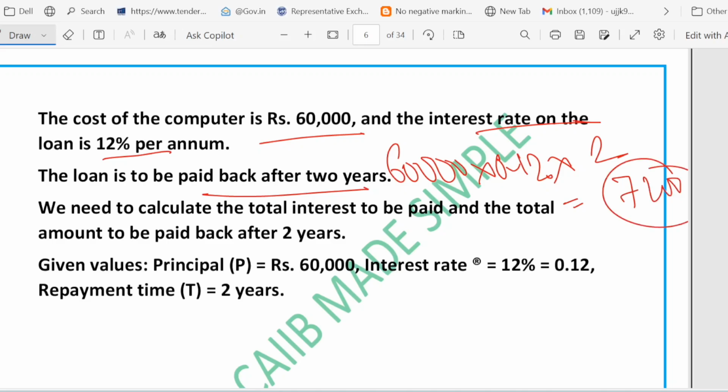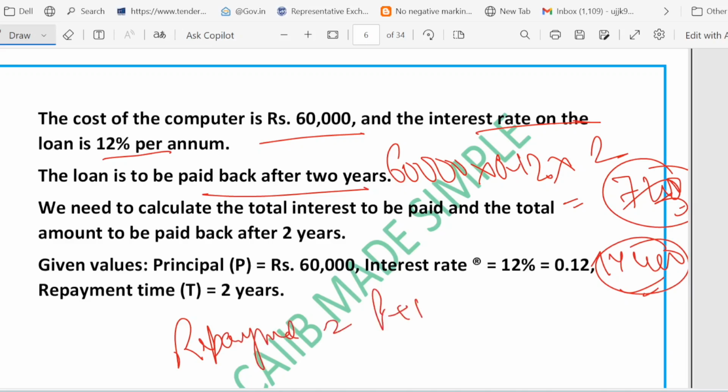So what is the interest for 2 years? I think it is 14,400. So what would the repayment be? Repayment would be P plus I. Principal that we have to pay, so that would be 74,400: 60,000 plus 14,400. So remember the formula I is equal to P into R into T. A is equal to P plus I. Two scenarios we have discussed just now.